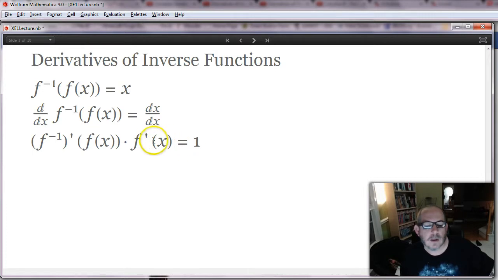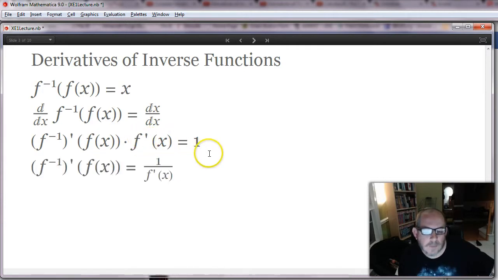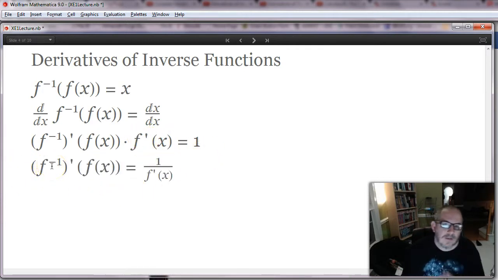Now, suppose the derivative of f at x is not 0, then we can divide, because if it is 0, we get 0 equals 1, and that's not even true. So suppose this is not 0 and we divide by it. Now we have a statement that involves the derivative of f inverse in terms of 1 over the derivative of f.